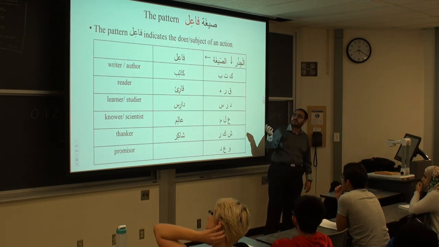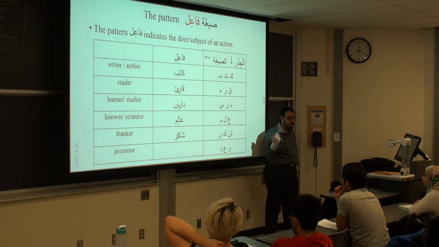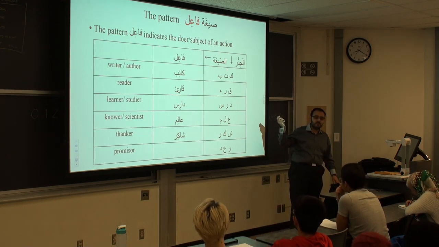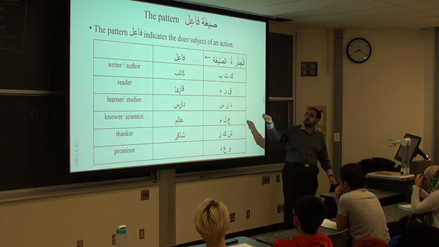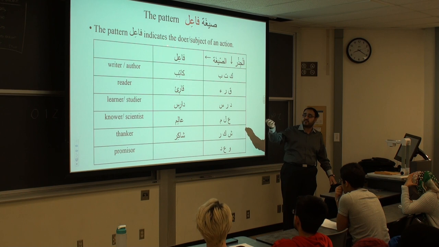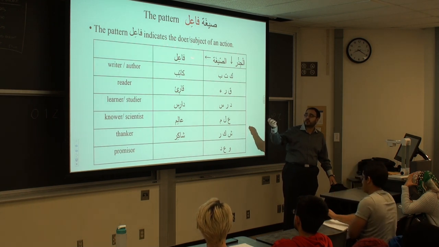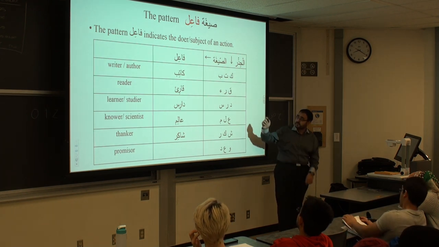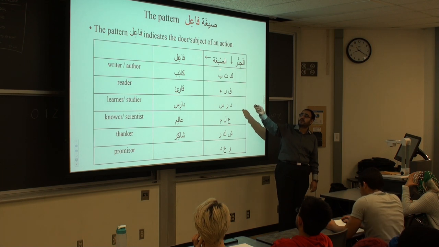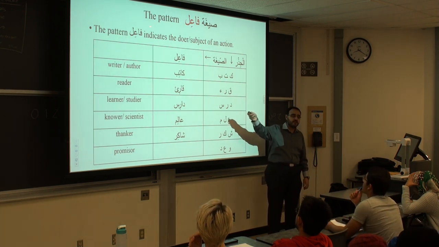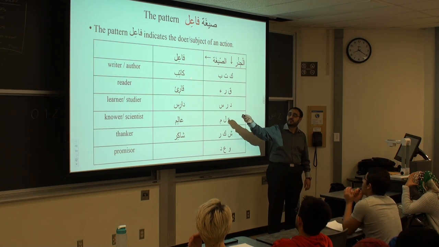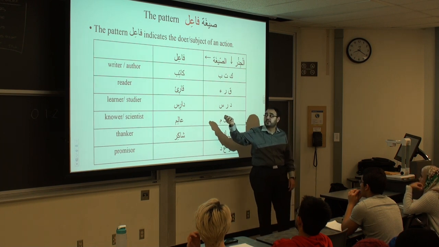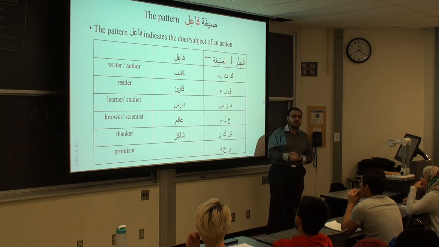So just remember, the pattern fa'il indicates the doer of the action, okay? And the action here is writing. So by putting the action of writing into the pattern fa'il, it will indicate the doer of that action, i.e. the writer or author. So that's how the root combines with the pattern to form the noun of the doer in this case. This will be called ism al-fa'il, or the noun of the doer.